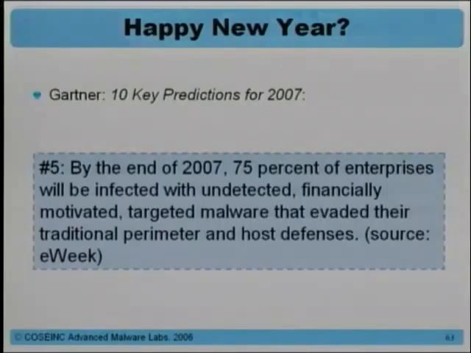When reading eWeek a few days ago, I found the 10 key predictions for 2007, and prediction number 5 was that by the end of 2007, 70% of enterprises will be infected with undetected, financially motivated, targeted malware that evaded their traditional perimeter and host defenses.